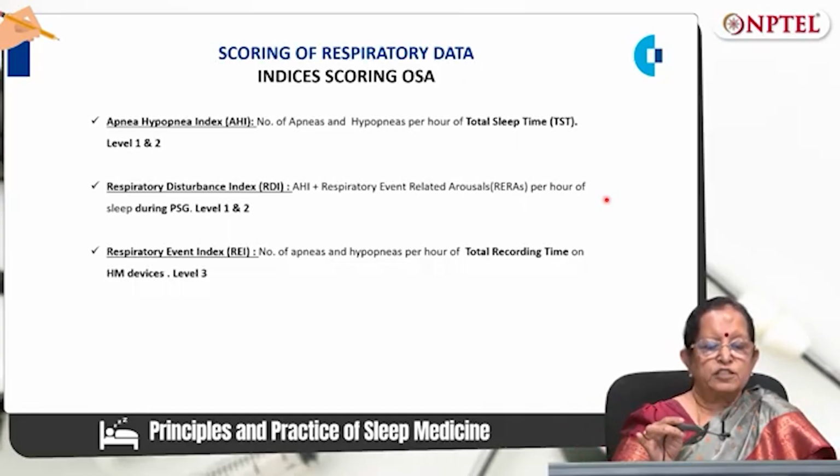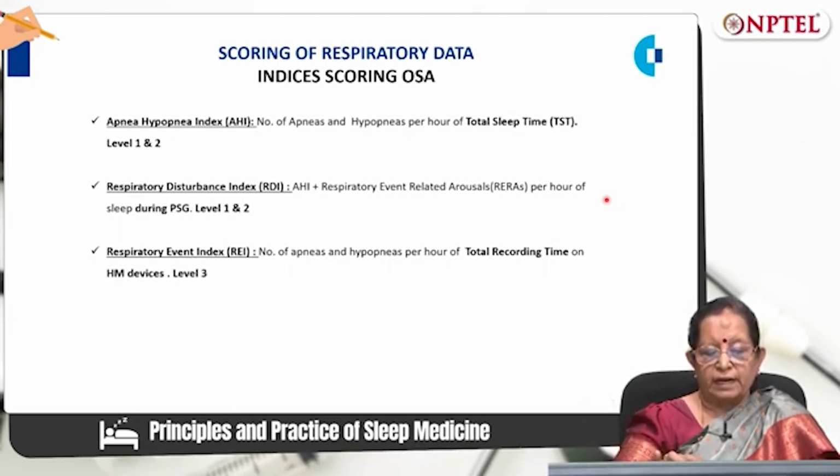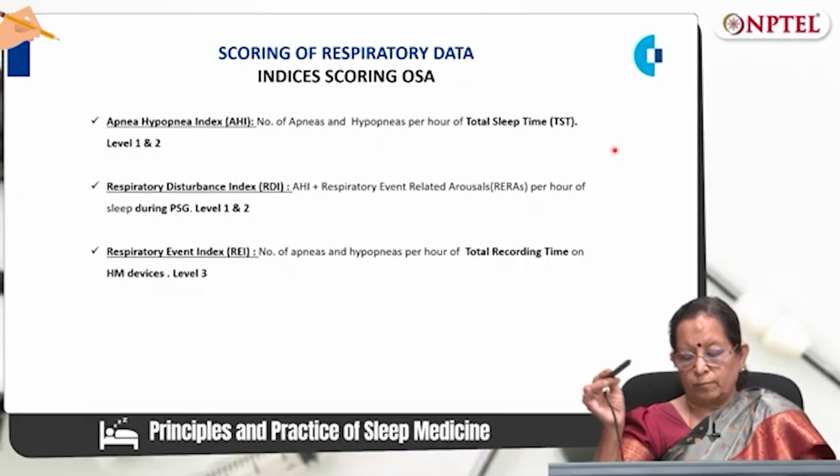Then another thing is the respiratory disturbance index. That is this AHI plus the RERA I told you about. So when you add the RERA to the AHI per hour of sleep, that is the respiratory disturbance index. Then one more thing is the respiratory event index, that is apneas and hypopneas per hour. Please note down, this is the total recording time. AHI is total sleep time. This is only in level 3 devices.